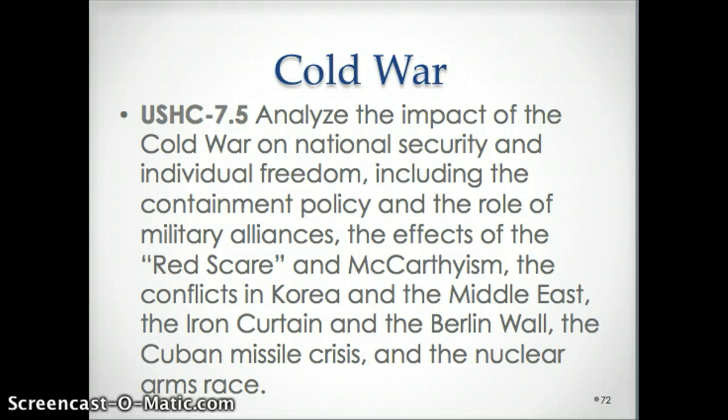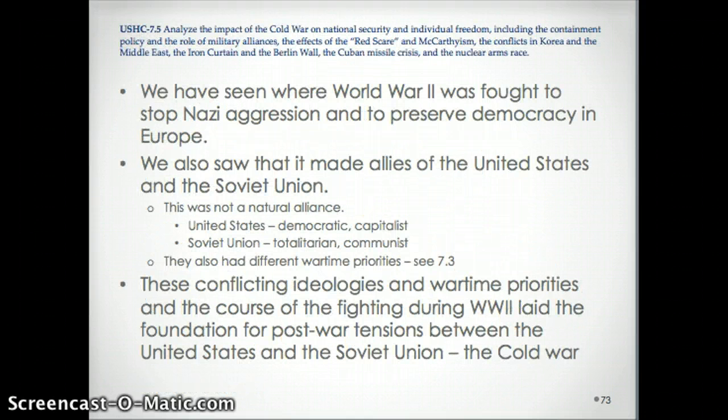We're also going to talk about the containment policy and the role of military alliance, the effects of the Red Scare and McCarthyism, conflicts in Korea and the Middle East, the Iron Curtain, the Berlin Wall, the Cuban Missile Crisis, and the nuclear arms race. This is a really big standard, and it's a really important standard.